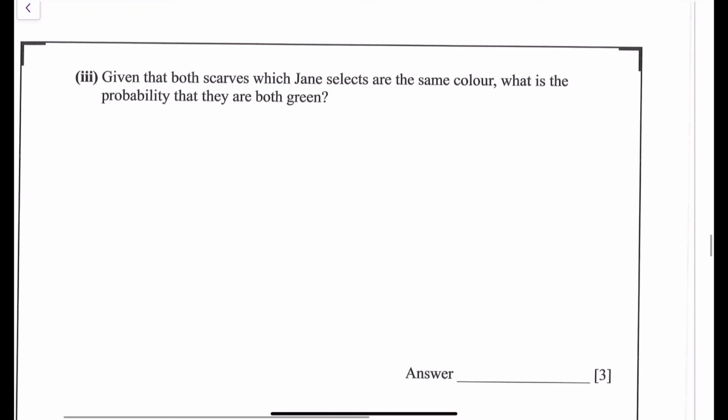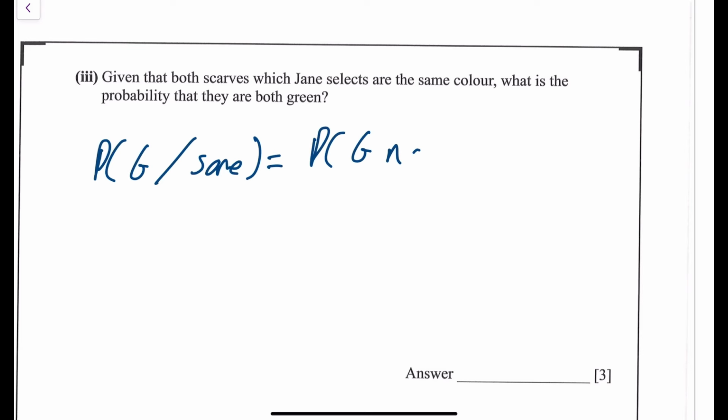Right, part 3 says, given that both scarves which Jane selects are the same colour, what is the probability that they're both green? So we're looking for green, given that they're both the same. So let's write that down. That means the probability that they're green and the same. So this is from your conditional probability formula, divided by the probability that they're the same.